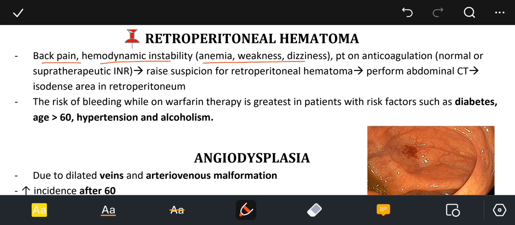Retroperitoneal hematoma. Retroperitoneal hematoma causes back pain, hemodynamic instability, anemia, weakness, and dizziness. In patients on anticoagulation, a normal or supratherapeutic INR raises suspicion for retroperitoneal hematoma. Perform abdominal CT; an isodense area in the retroperitoneum will be seen. The risk of bleeding while on warfarin therapy is greatest in patients with risk factors such as diabetes, age more than 60, hypertension, and alcoholism.